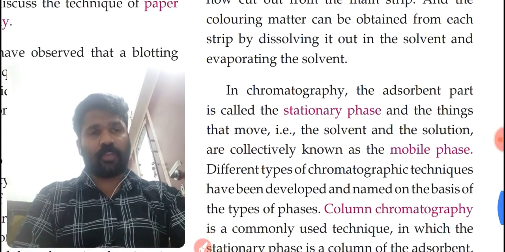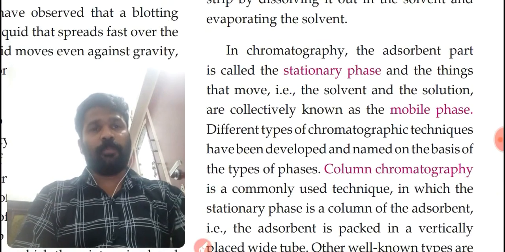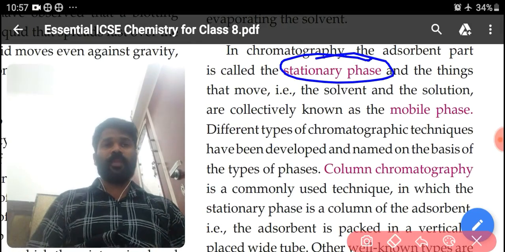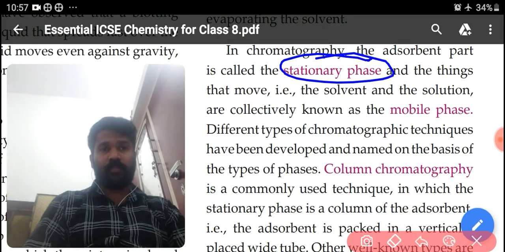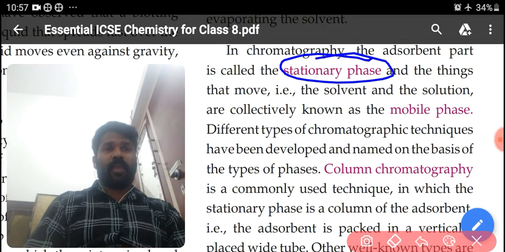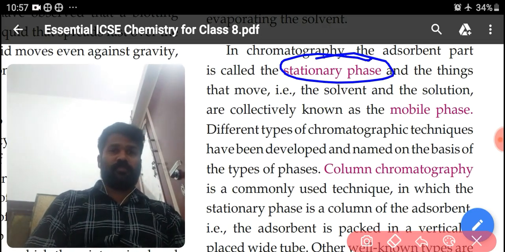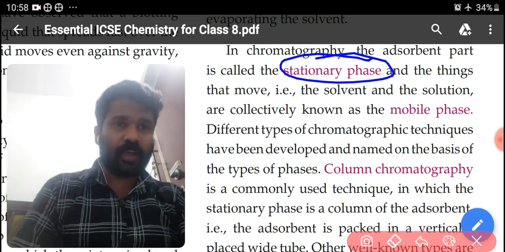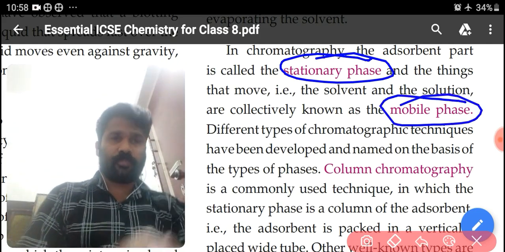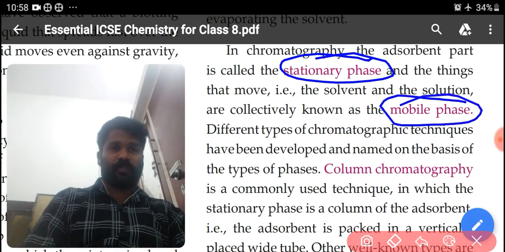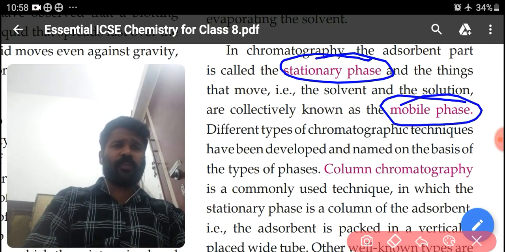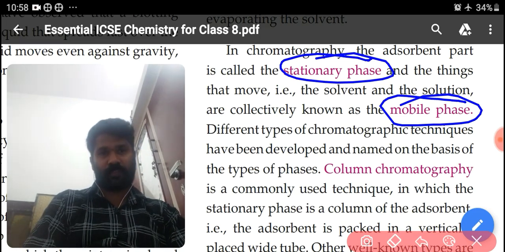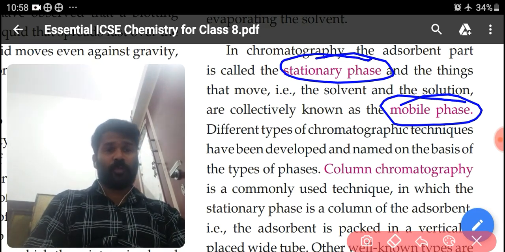In chromatography, the adsorbent part is called the stationary phase, and the things that move, that is, the solvent and the solution, are collectively known as the mobile phase. Different types of chromatographic techniques have been developed and named on the basis of the types of phases.